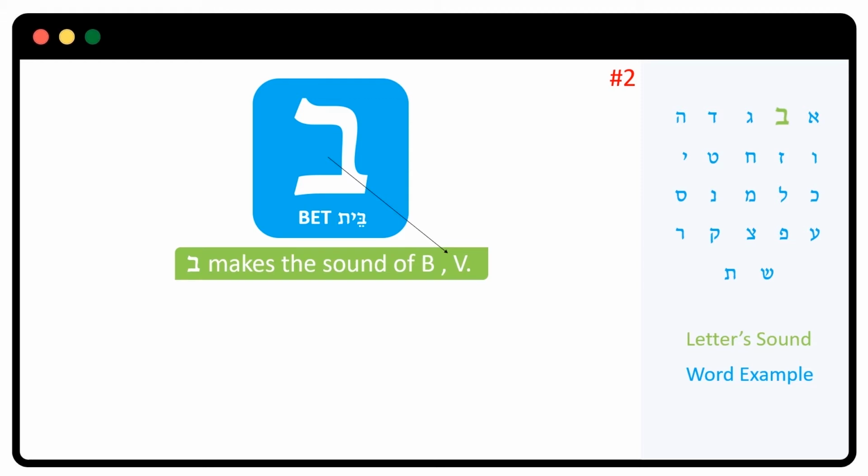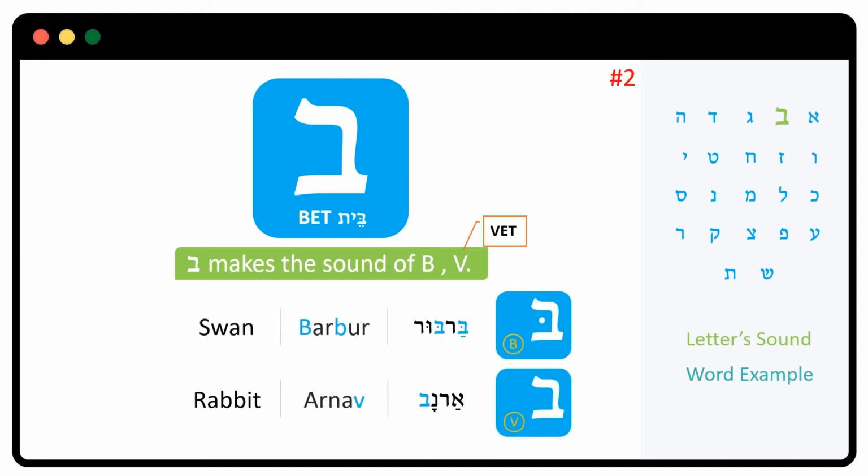You can call this version of the letter bet as vet. However, do not count it as an additional letter. It's just another sound of the same letter. Remember, we have only 22 letters. Let's see examples of both. Barbour. The example Barbour has 2 times bet, and both are with a dagesh. Therefore, both bet make the sound of B.